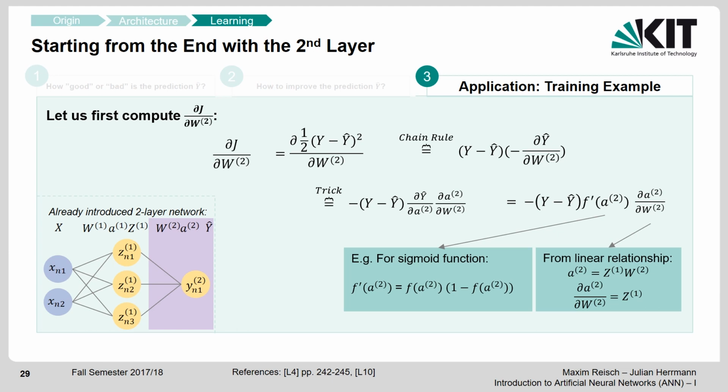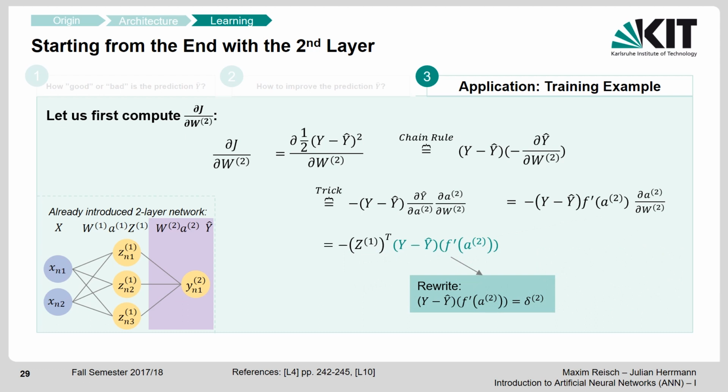So now we need to calculate the last term, da2/dW2. This term represents the change of a2, our third layer activity, with respect to the weights in the second layer. a2 is just a linear function of z1 and weight W2. We can simply calculate the derivative and get z1. We rewrite the green part of the equation as delta 2. And finally, we get our result.